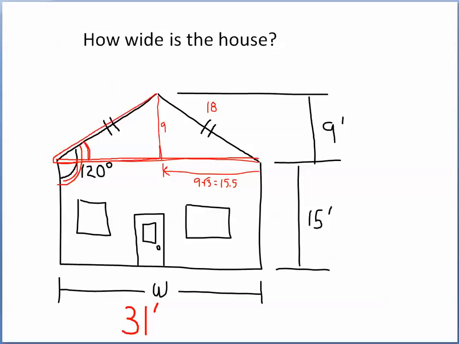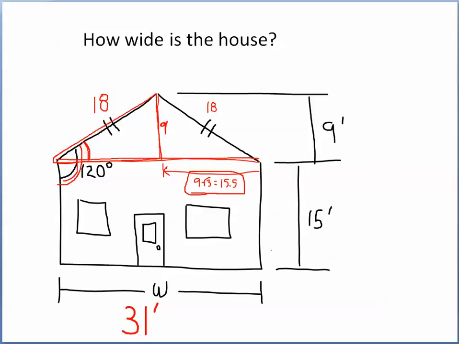And I know that the short leg is 9, and so if that's the case, I know that the hypotenuse is 18. And I also know, from it being one of our special right triangles, that 9 times square root 3 is the length of this side, and that comes out to about 15.5. Double 15.5 because that's only half of the width of the house, and I get 31 feet.